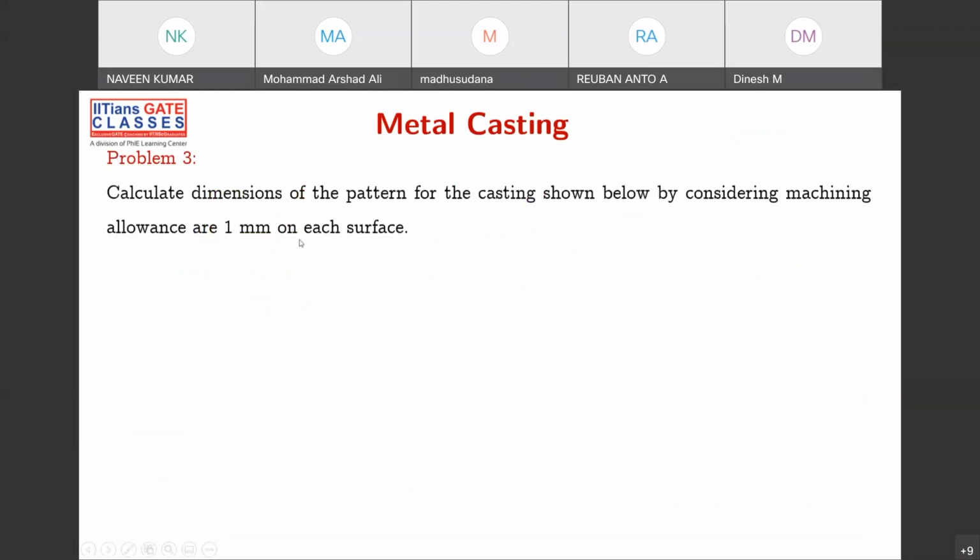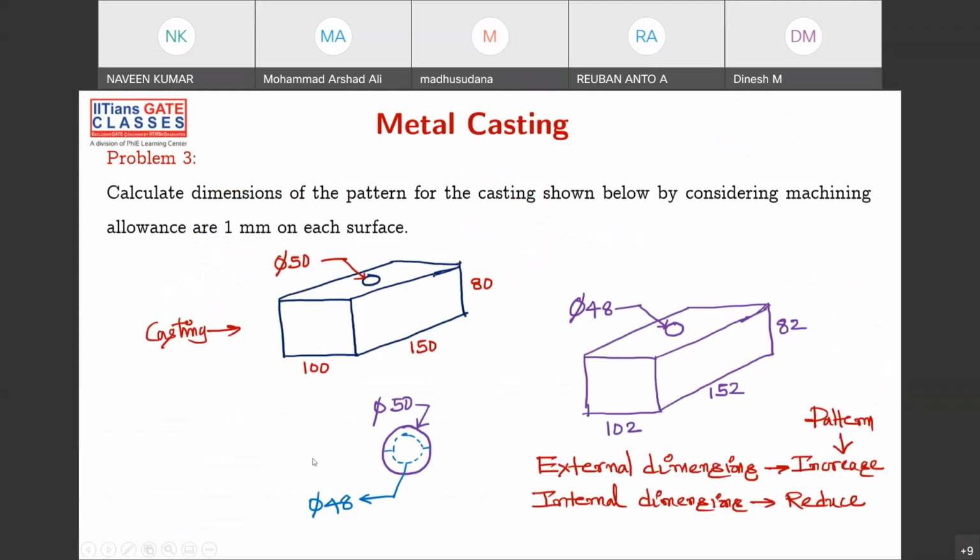So calculate the dimensions. Okay, this is the answer. Anyways, I'm not going into it, so I'll tell you the answer. Here, if you see, the casting is 100, 150, and 80, and we have an internal dimension of a hole. This is a hole of 50. Now, these are the pattern dimensions, because obviously you have to add some. They are saying that 1 mm per surface. 1 mm per surface in the sense what? You have to reduce here, right? You have to reduce here also.